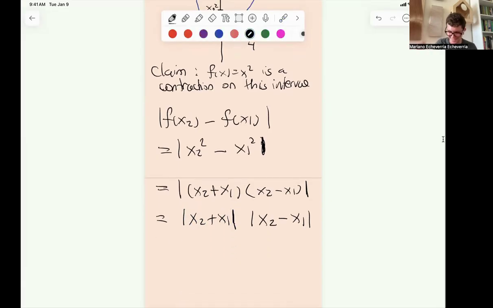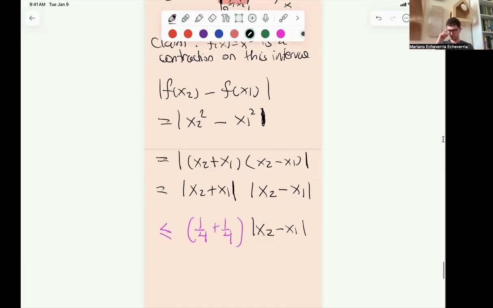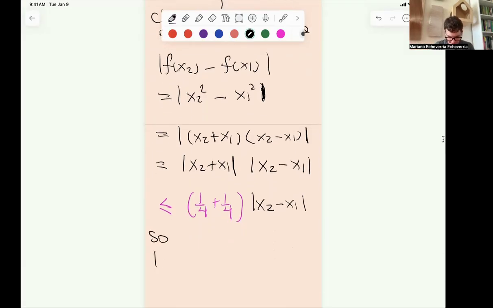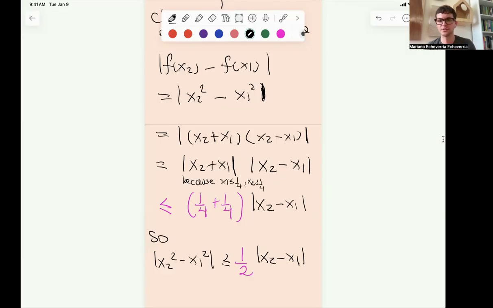Okay, so this is the key part, right? This is where the analysis is. So this is less than 1/4 plus 1/4, and that is where I'm using the hypothesis that I'm looking at the interval 0 to 1/4. So what this is saying is that x2 squared minus x1 squared is less than or equal to 1/2 times x2 minus x1. This is because we're on the interval. And so the contraction constant is 1/2.